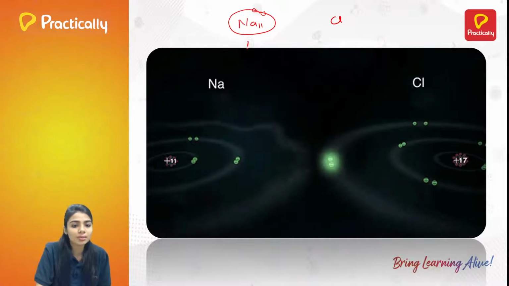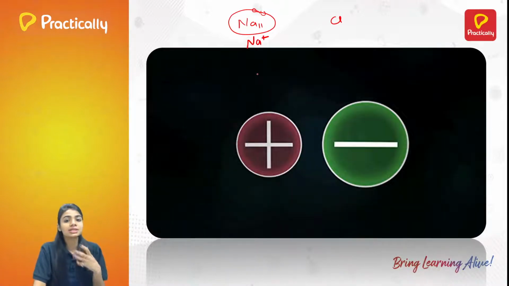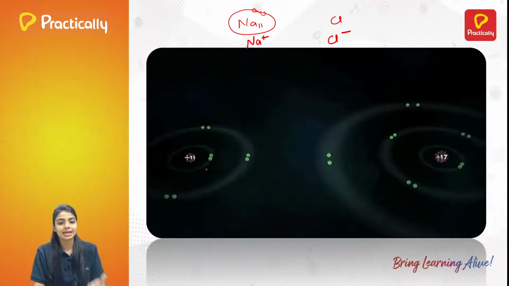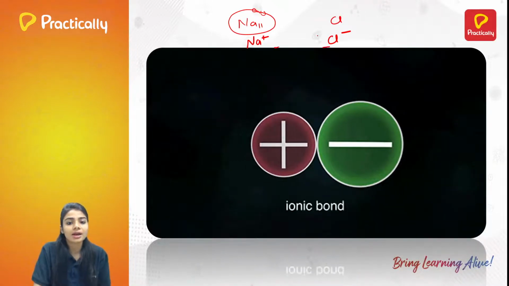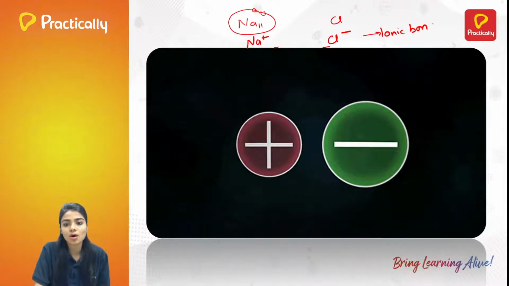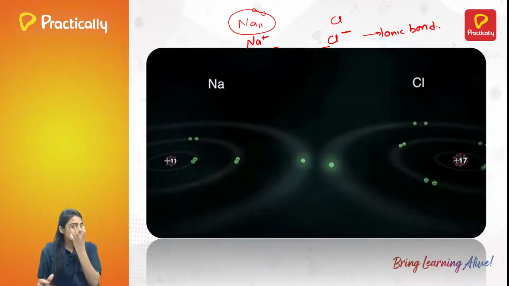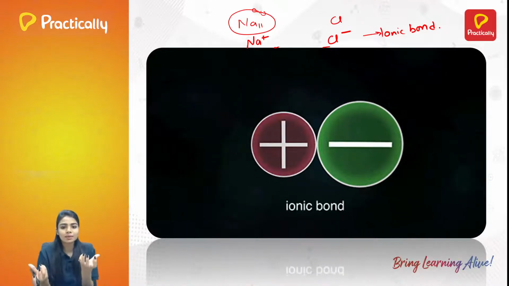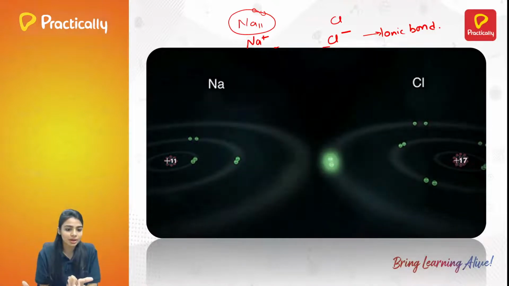So sodium will become sodium positive because it is donating. Chlorine will become chlorine negative because it is taking. So positive and negative, it will form what? Ionic bond. It will form an ionic bond because there is one positive, one negative. Why is it called an ionic bond? Because ions are formed here.